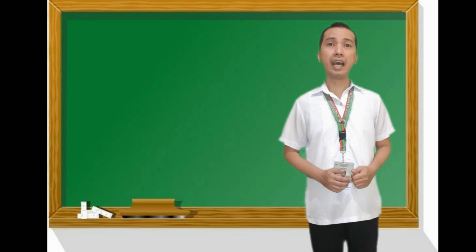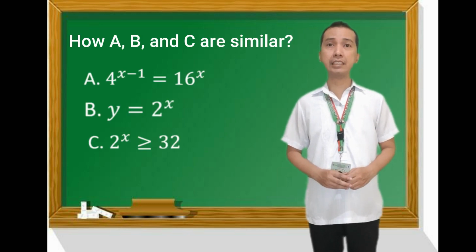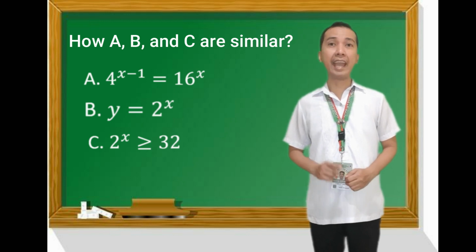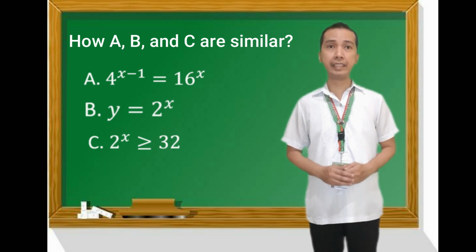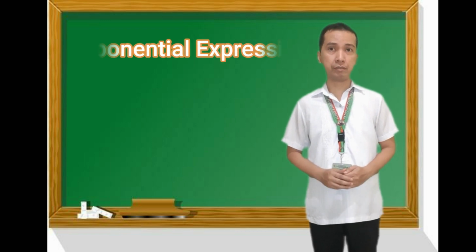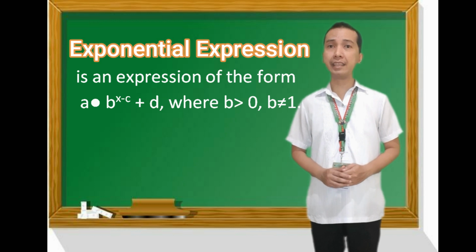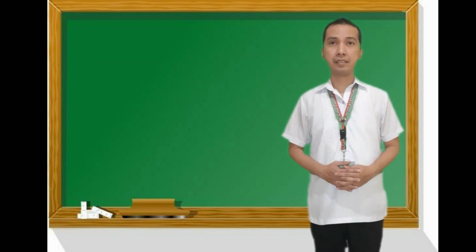But before that, I have two questions. First, how are A, B, and C similar? Very good. A, B, and C are expressions with a variable in the exponent. We call that an exponential expression. An exponential expression is an expression of the form A times B raised to x minus C plus D, where B is greater than 0 and B is not equal to 1.